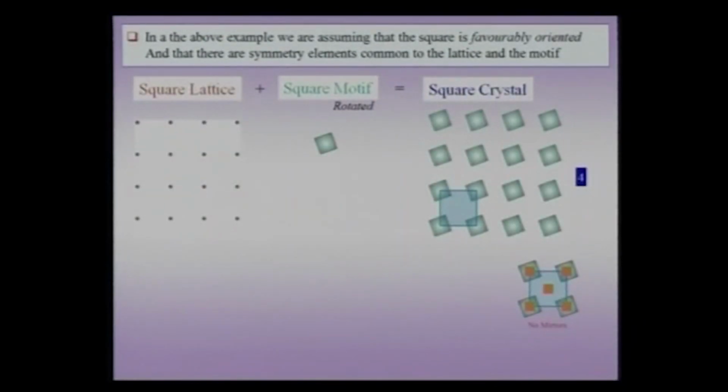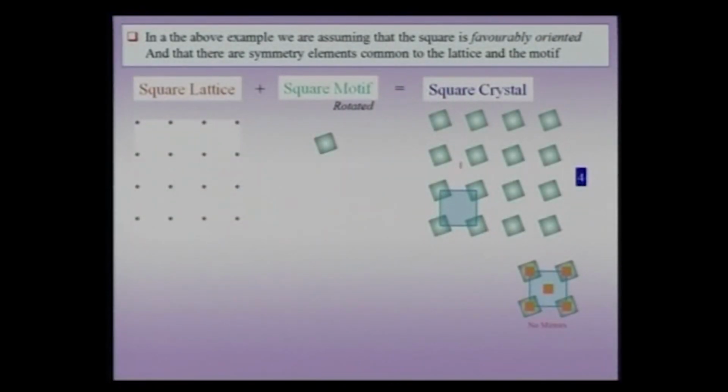This is an example of the same square lattice as before, but the only thing I am doing now is rotating the motif with respect to the lattice. In other words, it is not in the same orientation as the unit cell of the lattice. Previously we had assumed that the square is favorably oriented and therefore the symmetry elements are common to both the lattice and the motif. But in this case you can clearly see that the square motif has been rotated, and for now I would assume that the rotation is some arbitrary angle. It is not a very special kind of angle. It is not 45 degrees or 90 degrees. It is any arbitrary angle.